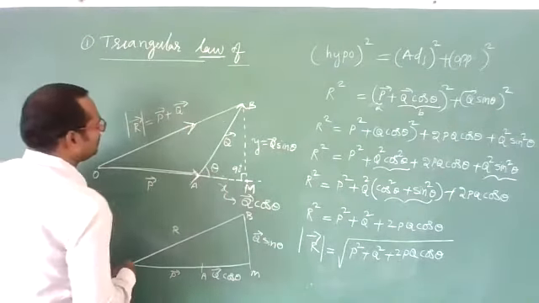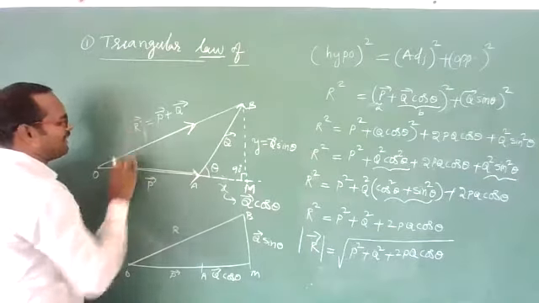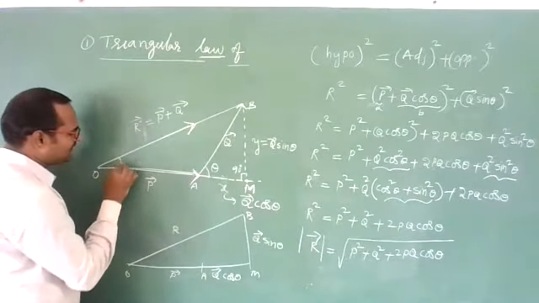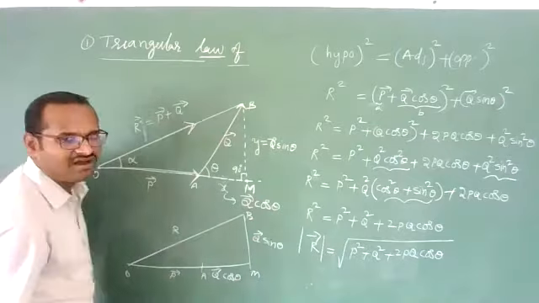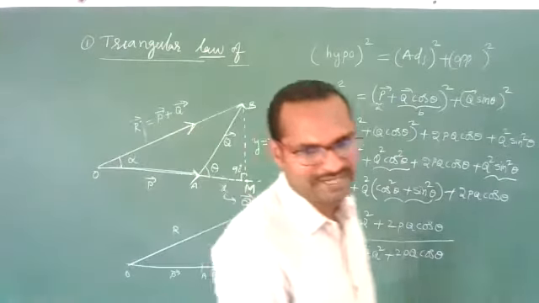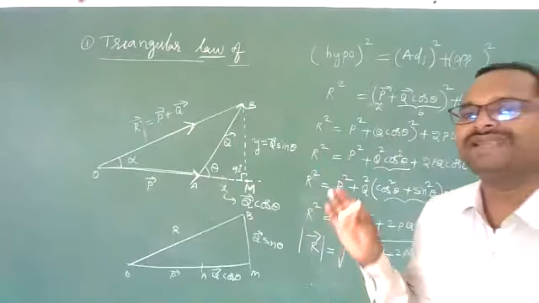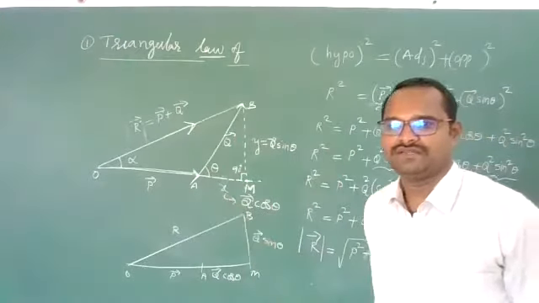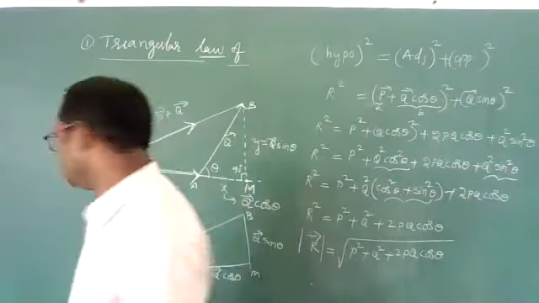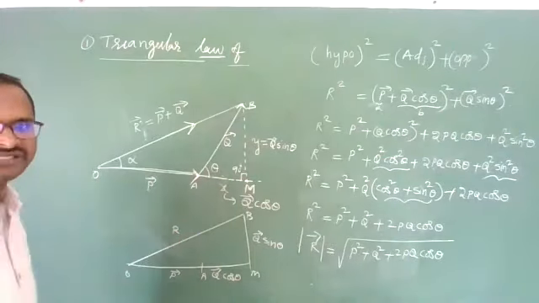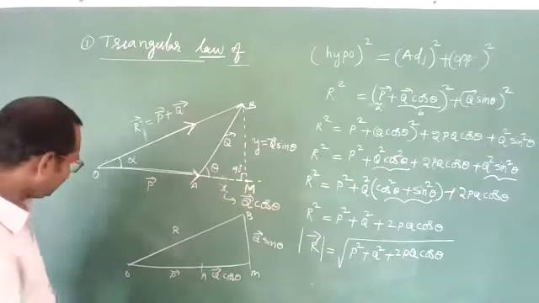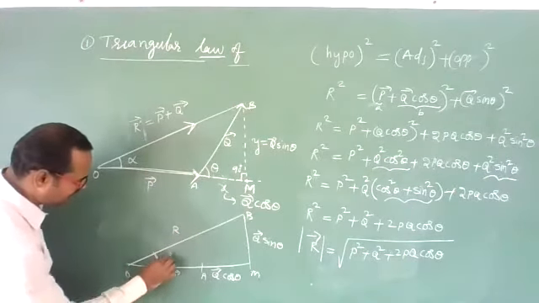Now, this resultant vector r bar, let us suppose it is making some angle alpha with the first vector p bar. Then what is that alpha? If you find it, you can show the direction also. Let us find this angle also. This is alpha, let us suppose.